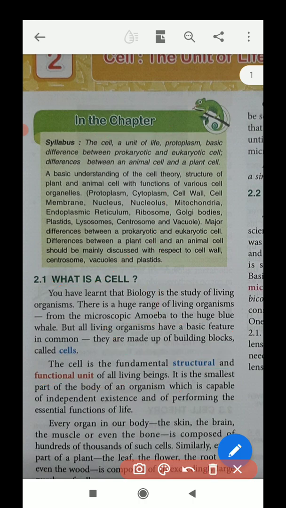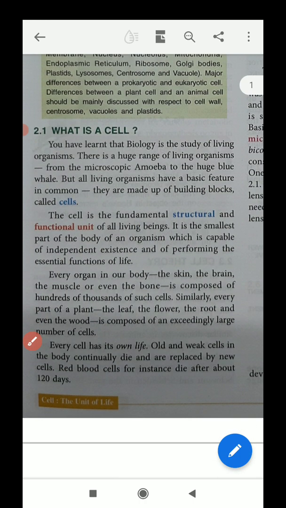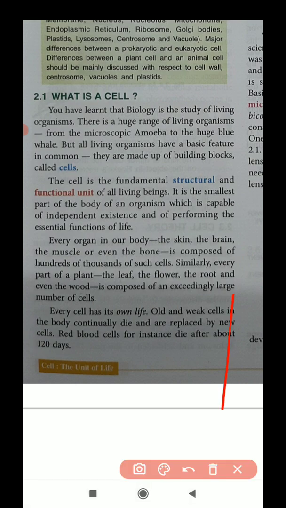Every organ of our body, skin, brain, muscle, even bone, is composed of hundreds and thousands of such cells. Of course there are different types of cells. Below the skin another type of cell is there. Inside our food pipe there is another kind of cell, and inside our windpipe another kind. Their function and structure are a little different, but cells are there everywhere. Similarly in the blood.